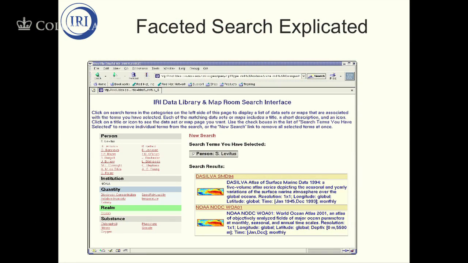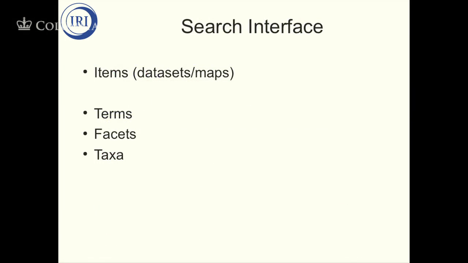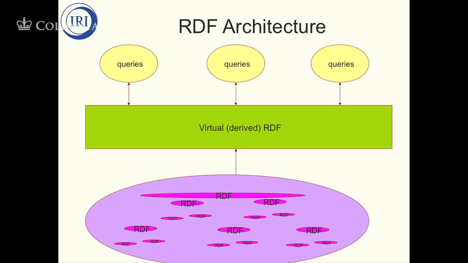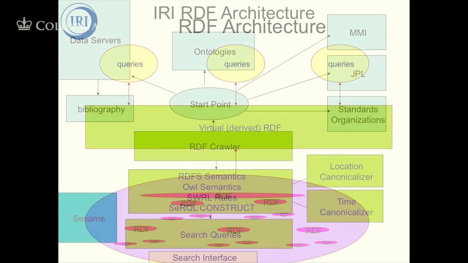Okay, so going back to my faceted search example. In the search, there are items, which is what you're looking for, and then there are terms that describe the items. That's the basic relationship. You can organize the terms up into facets. You have a whole set of facets, which I call a taxon. So those are the characters, and then these are the relationships. The items have titles and descriptions and links and maybe an icon. The items can be related to each other: one can be part of another, one can be replaced by another. Then you can relate the items to the terms, is described by. And then the terms have interrelationships. Basically, one term can imply another term, and then terms belong to taxa. So this is my whole semantics for my search interface. This is what the search interface understands. And so then you feed it into this architecture, you do the RDF, you get the virtual derived RDF, and then you can do queries against it, and the interface works.